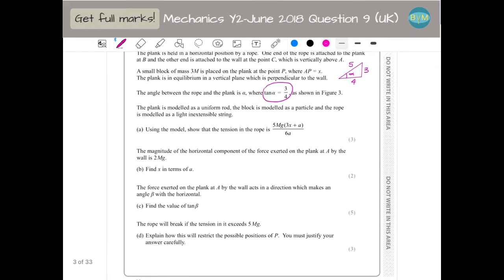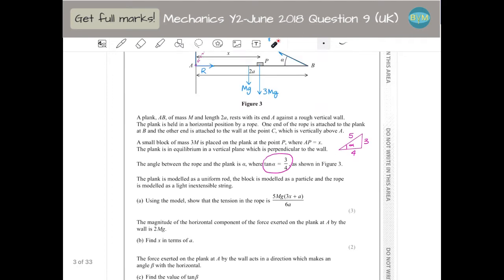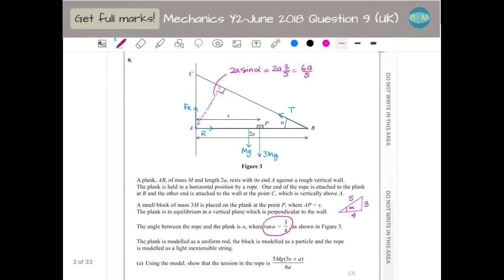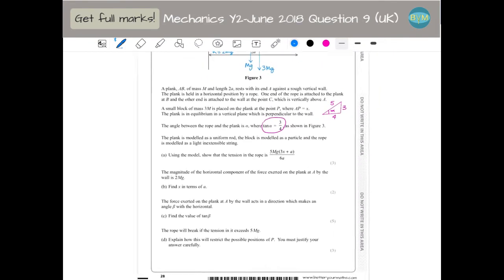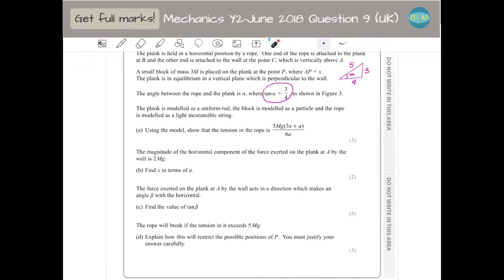they tell me the magnitude of the horizontal component of the force exerted on the plank at A by the wall is 2 mg. So this is the normal reaction, is 2 mg. So they are giving me this value here. This is 2 mg. They say find x in terms of a.